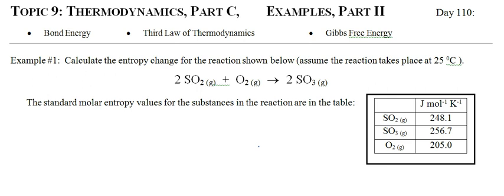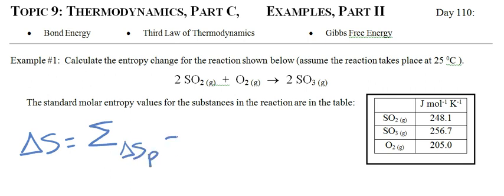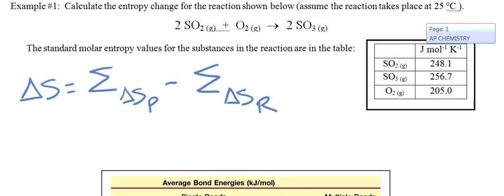However, do realize that this is a lot like the equation that we saw with delta H, and that this equation again is on your equation sheet, and it is, in this case, delta S is equal to the sum of the values for delta S for the products minus the sum of the delta S values for the reactants. So again, it's products minus reactants in this type of question.